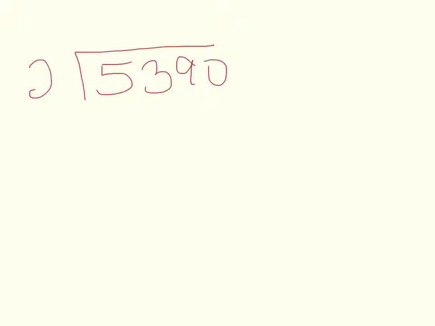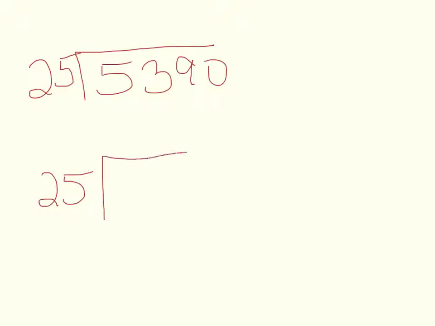Alright, good morning. Today we're going to learn how to estimate and divide with greater numbers. So the first thing we need to do is start off with the problem, which is 5,390 divided by 25. Now, we need to estimate our numbers, or round, whatever you want to call it. So I know 25 is a good number to keep the same. We're going to keep 25 the same.